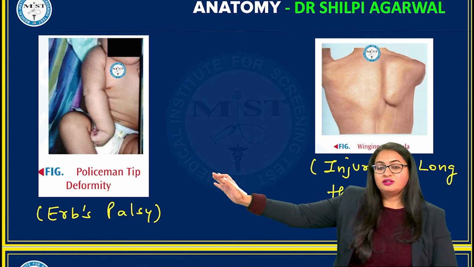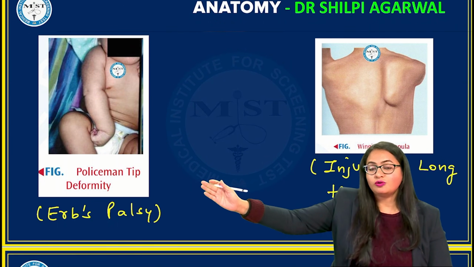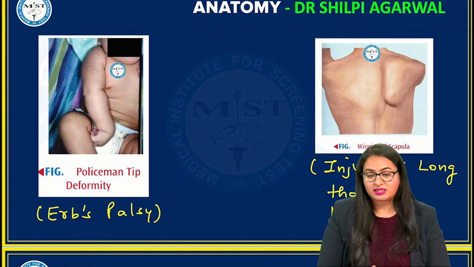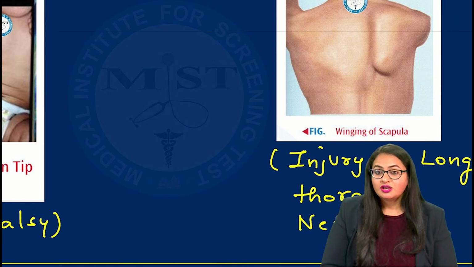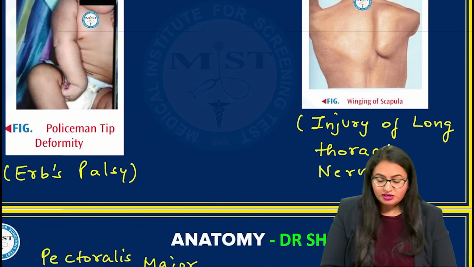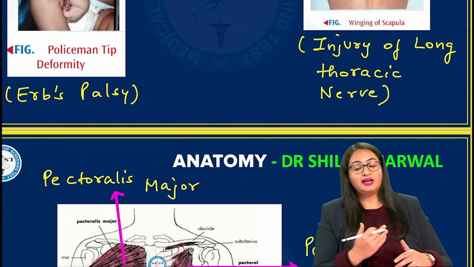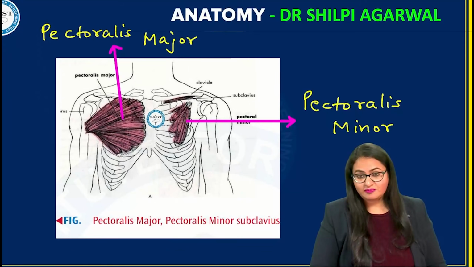Now this deformity, which deformity is this? This is the policeman tip deformity, also known as waiter's tip deformity or porter's tip deformity, seen in Erb's palsy. And another very important deformity over here is this one, which is winging of the scapula, and you very well know that this is due to injury of the long thoracic nerve, leading to paralysis of the serratus anterior muscle.